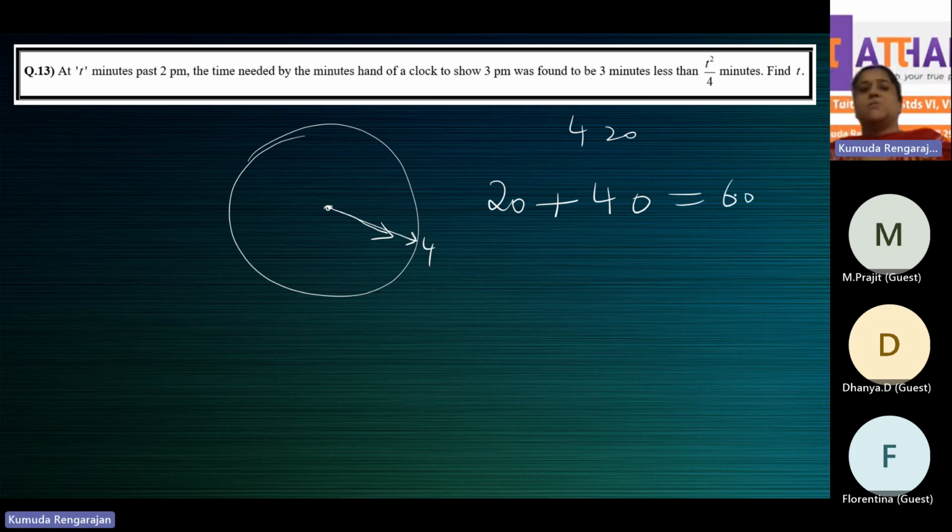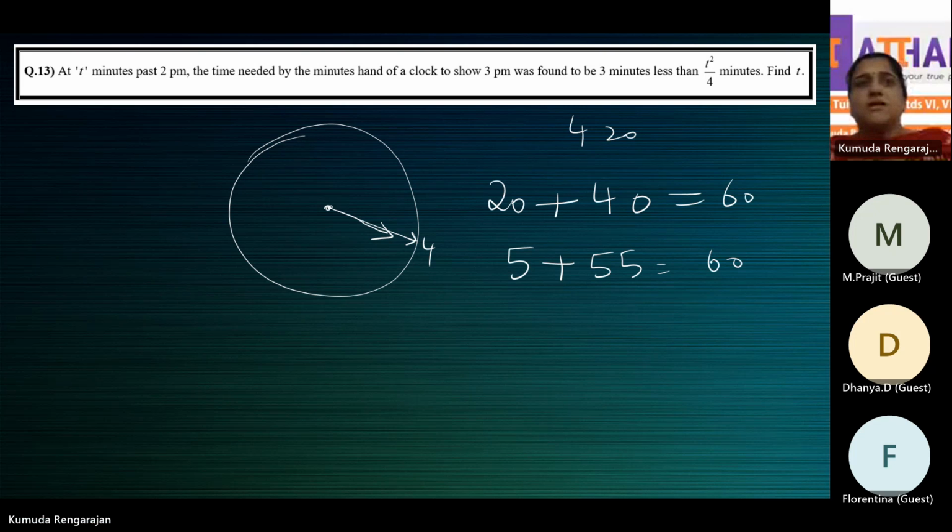You try for anything. Suppose the time is 1:05. How many minutes past 1? 5 minutes. How many minutes to 2? 55 minutes. So totally 60. Okay, so that's the equation here.